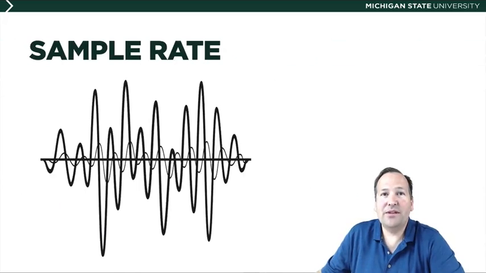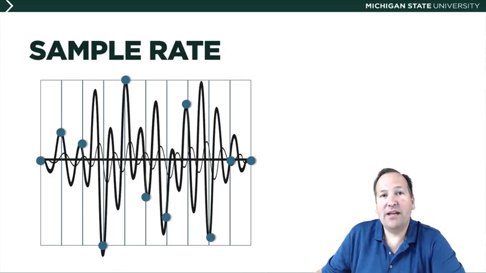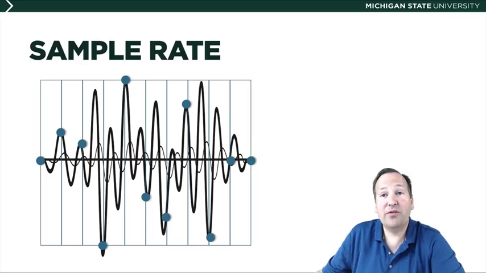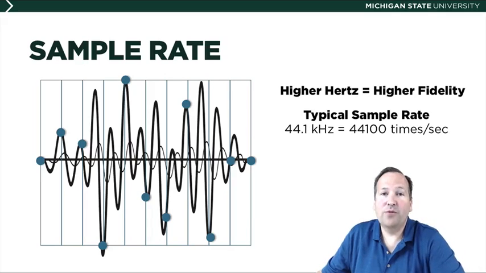What we do is we sample the sound several times a second. This is called the sample rate and is typically measured in hertz or samples per second. The digital sample is an approximation of the original analog sound wave. The more times per second we sample the sound wave, the better the approximation, or in audio terminology, the higher the fidelity of the sound. Typically, music is sampled at speeds of 44.1 kilohertz or 44,100 times per second.